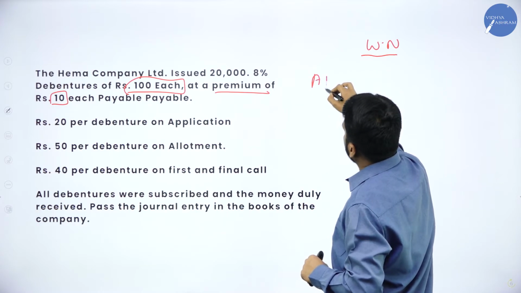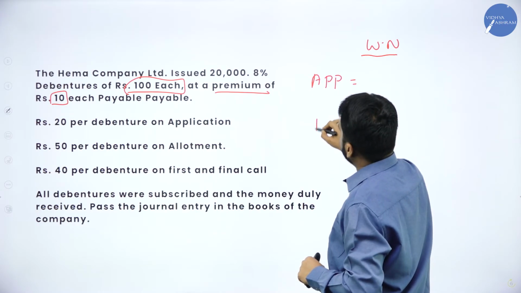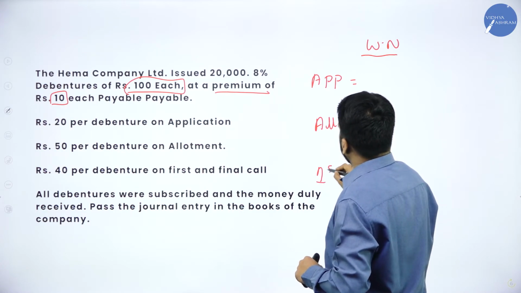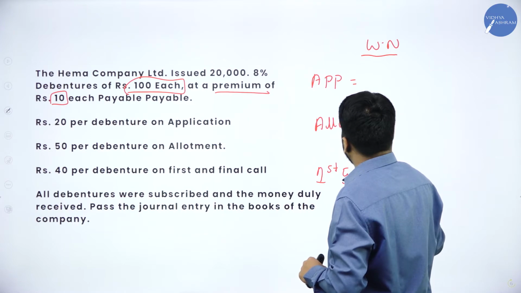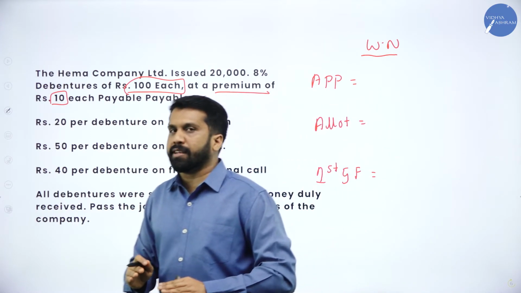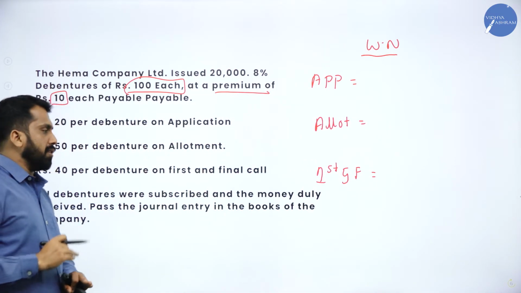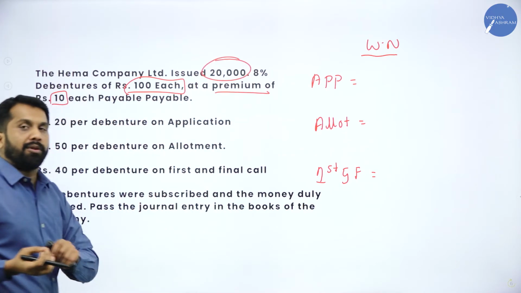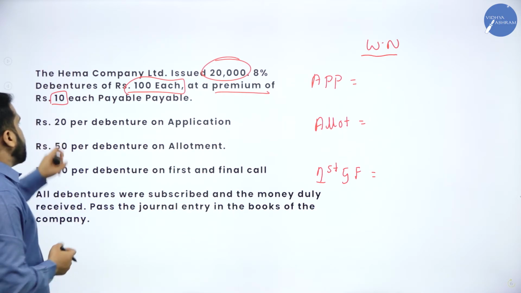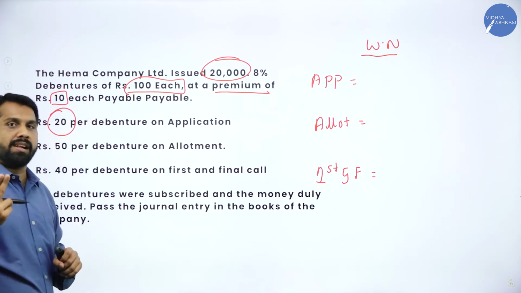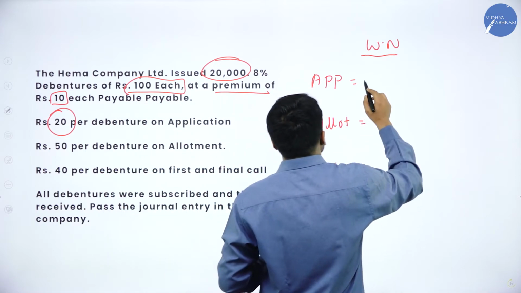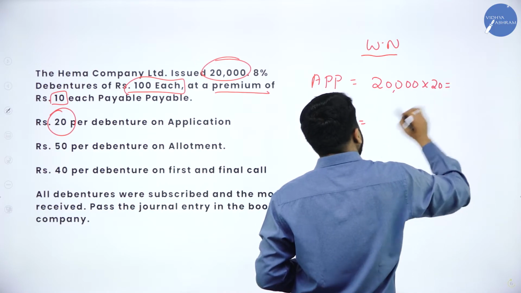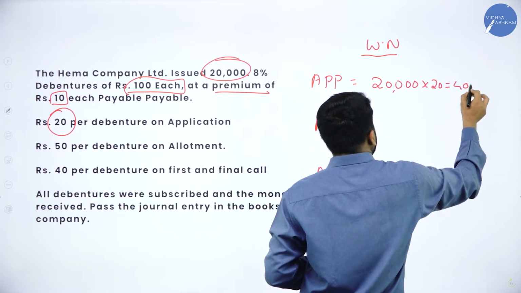First one will be what? Application. Second one, allotment. Third one, first and final call. Same working note for every problem. Now, number of shares, how much? 20,000. What is the application money? The application money is how much? 20. Now, 20,000 multiplied with 20. How much? You will get 4 lakh.